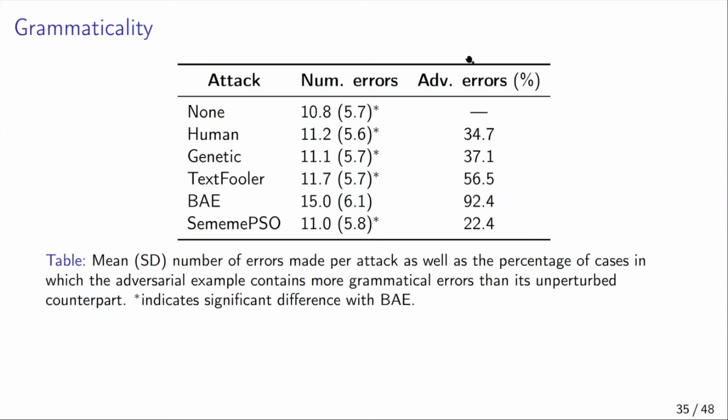And then in the rightmost column, we have the percentage of sequences where introducing adversarial perturbations increased the grammatical errors as compared to the unperturbed sequence. So how you can read this? This means for the human one, in 34.7% of the sequences, introducing adversarial perturbations increased the number of grammatical errors of the sequence. This value is fairly similar to the genetic attack. It is a bit higher for Textual, and it is much higher for BAE, and it is the lowest for CMU-PSO.